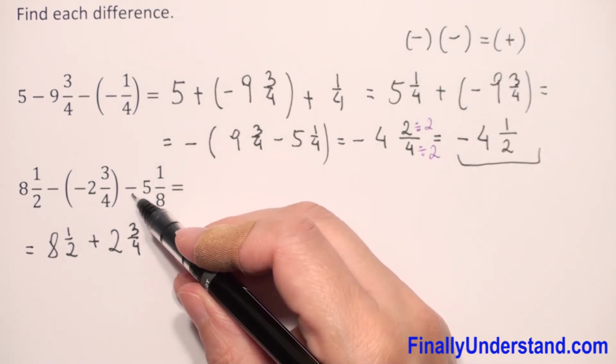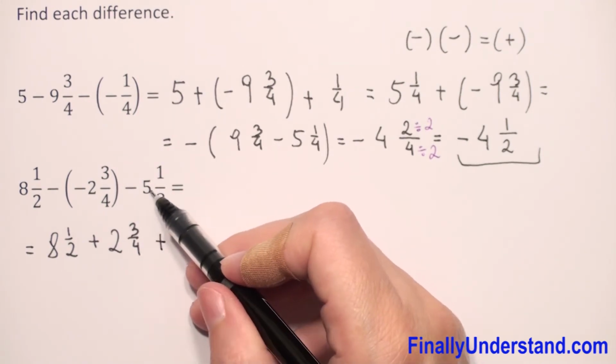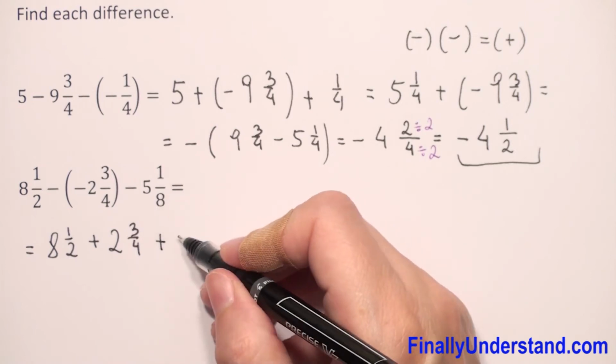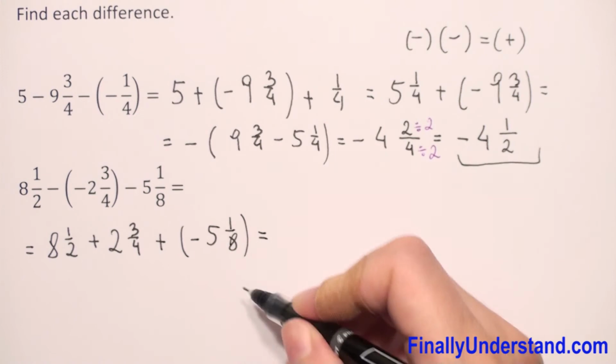And again, we change subtraction to addition of opposite. So the opposite now of 5 and 1 over 8 is negative 5 and 1 over 8. So this is equal.